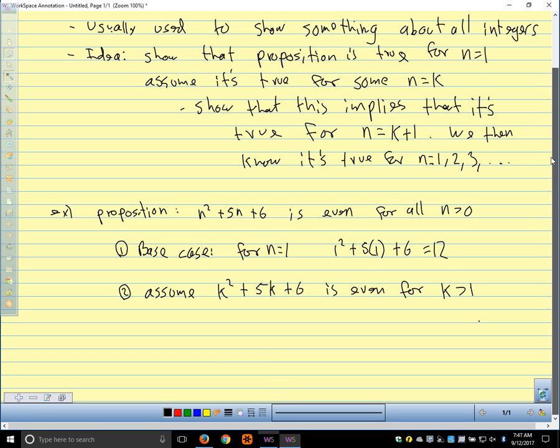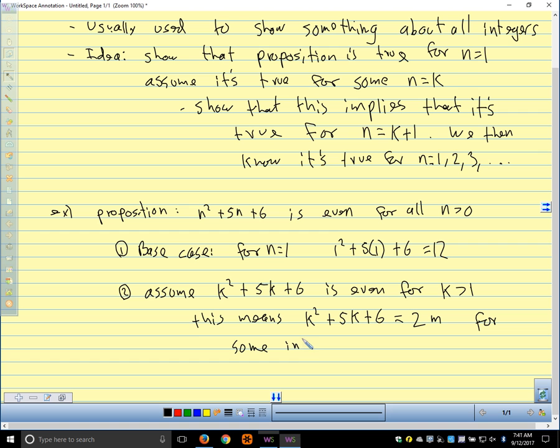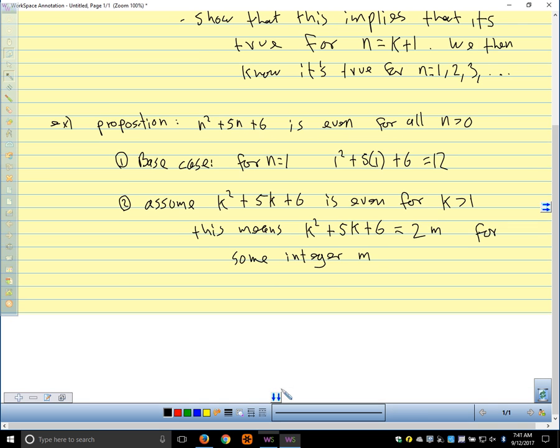So what we're claiming here, I'm going to say this means that k squared plus 5k plus 6, this is even. So that's going to be 2 times some other integer, m. So that's what we mean when we say that this quantity is even, that we can write it as 2 times some integer.